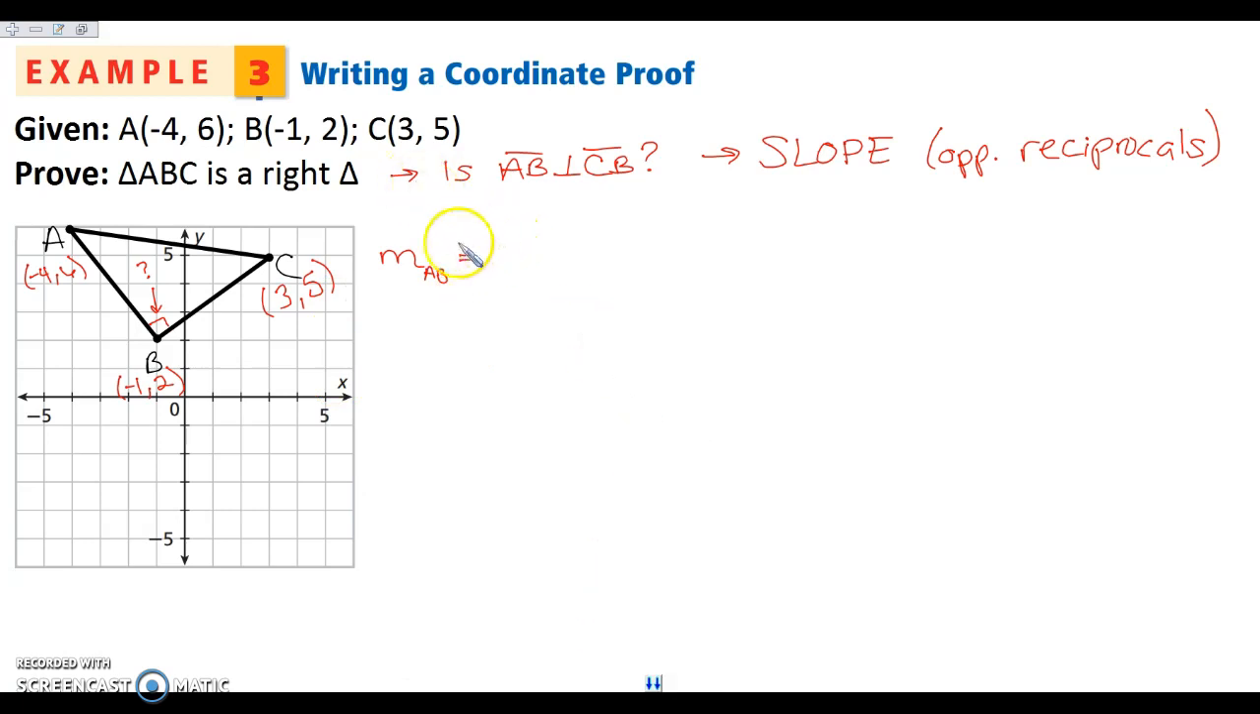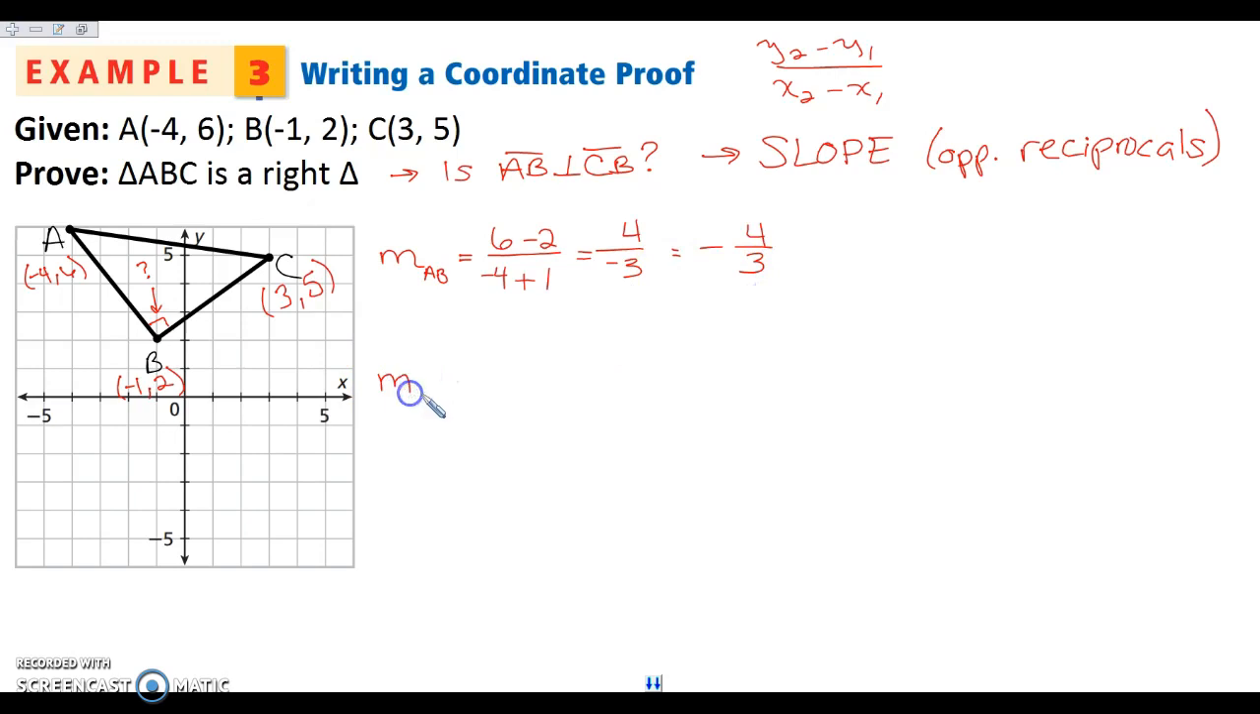So when I do my slope, remember it is y2 minus y1 over x2 minus x1. I'm just going to pick a point, it doesn't matter. So I'm just going to do 6 minus 2 on top, those are my y's, and then do -4 minus a -1 on the bottom. So 6 minus 2 is 4. -4 plus 1 is a -3. So my slope is -4/3.